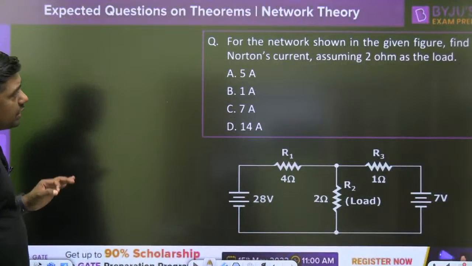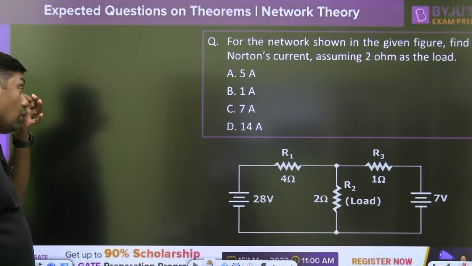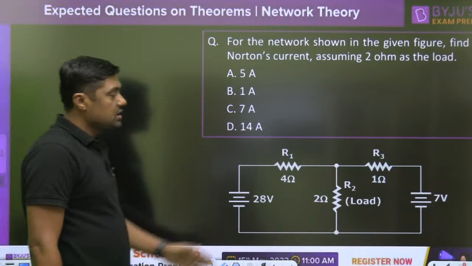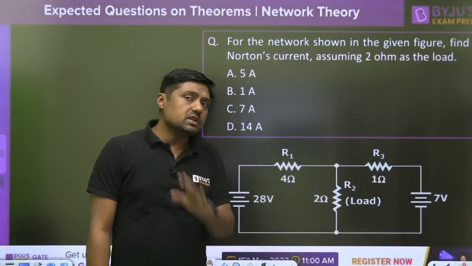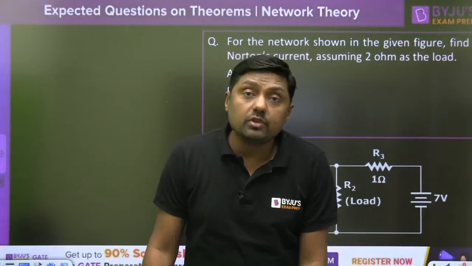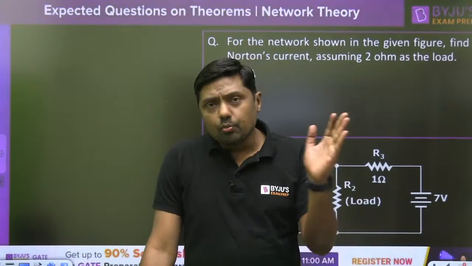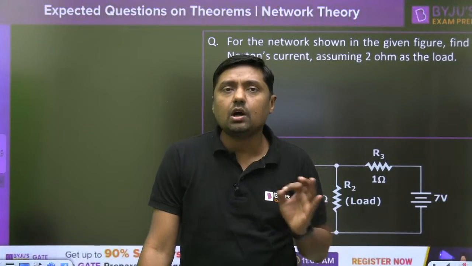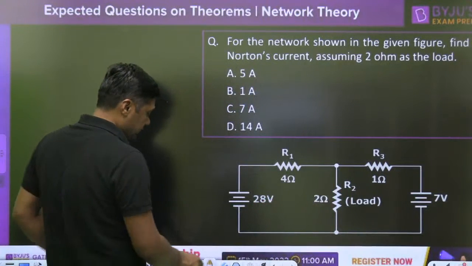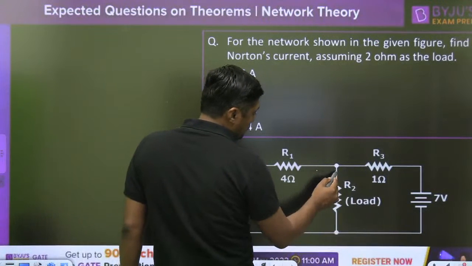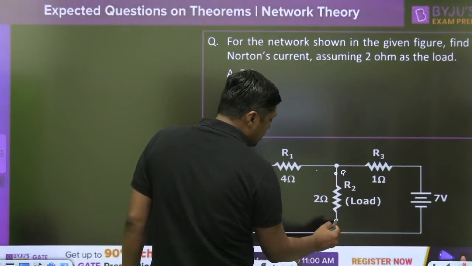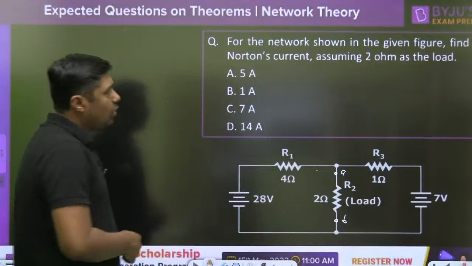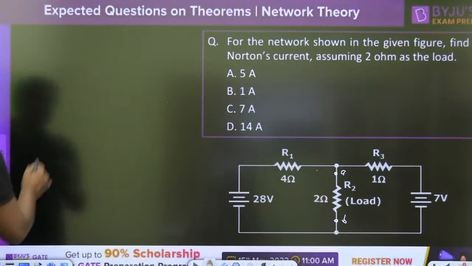For the network shown in the figure, find the Norton's current assuming 2 ohm as the load. If this is the 2 ohm as the load, what is the Norton's current? Norton's current means short circuit current. Remove the 2 ohm resistor, make the terminal short circuit and find the current. This is the A, this is the B. Remove the RL, make it short circuit and find the value of the current. Very, very simple question.